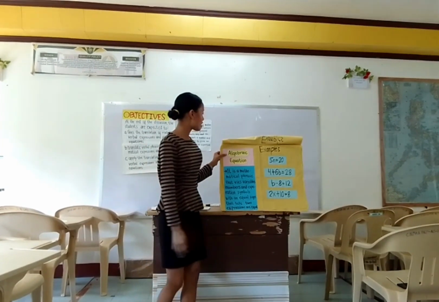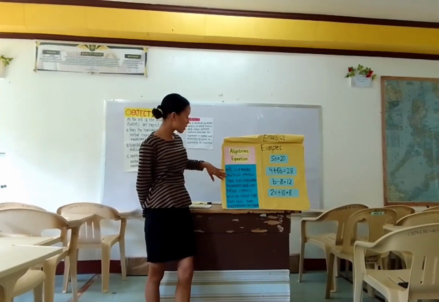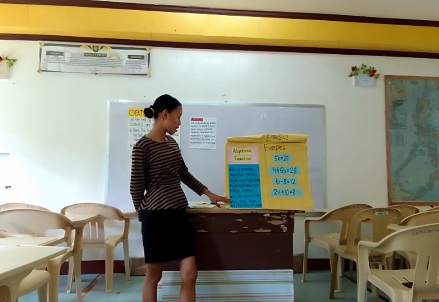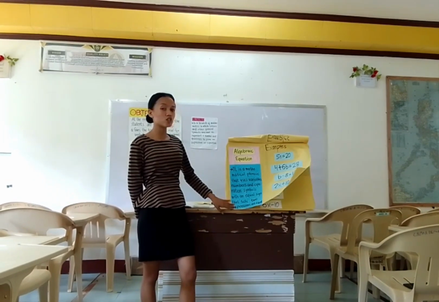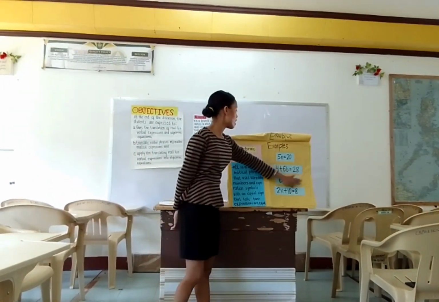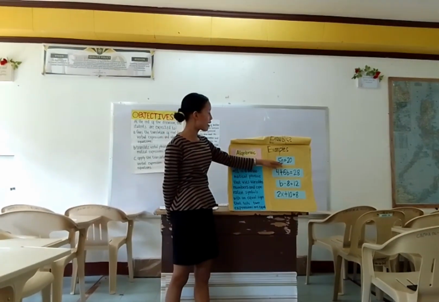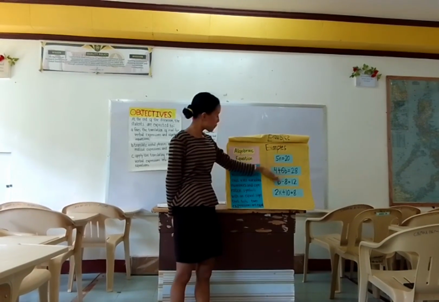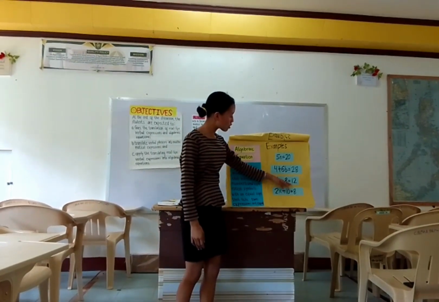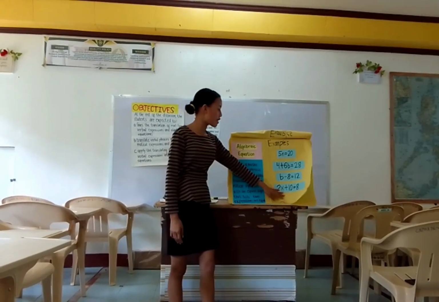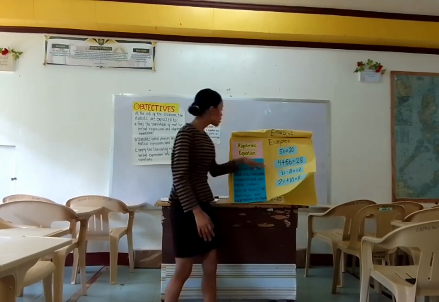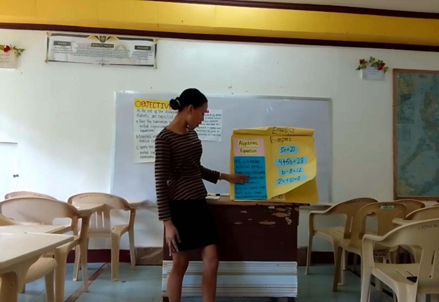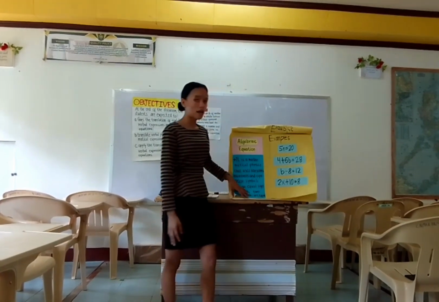Next is the algebraic equation. It is a mathematical statement that uses variables, numbers, and operation symbols with an equal sign that tells two expressions are equal. Here are examples of algebraic equations: 5n equals 20, 4 plus 6b equals 28, b minus 8 equals 12, 2x plus 10 equals 8. So in an algebraic equation, there is an equal sign that tells two expressions are equal.